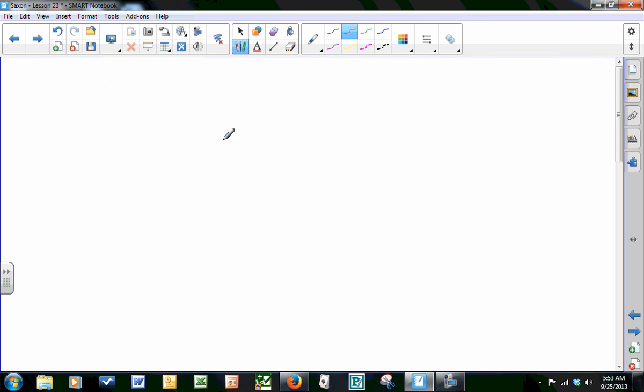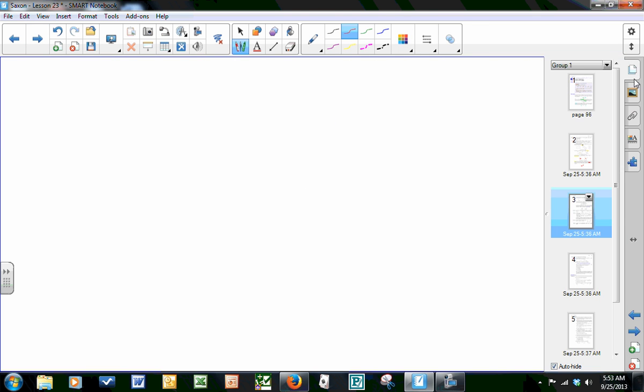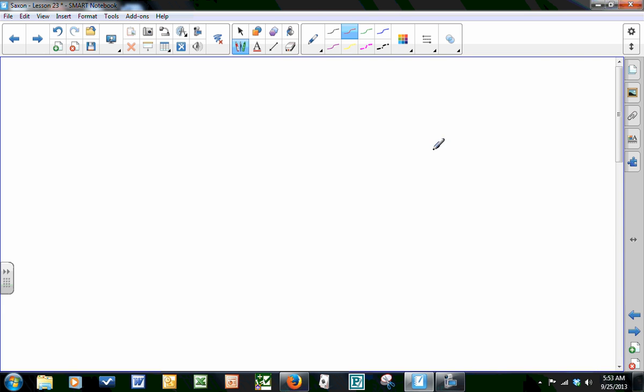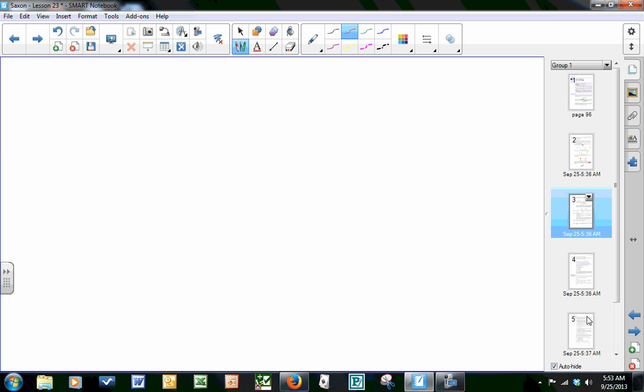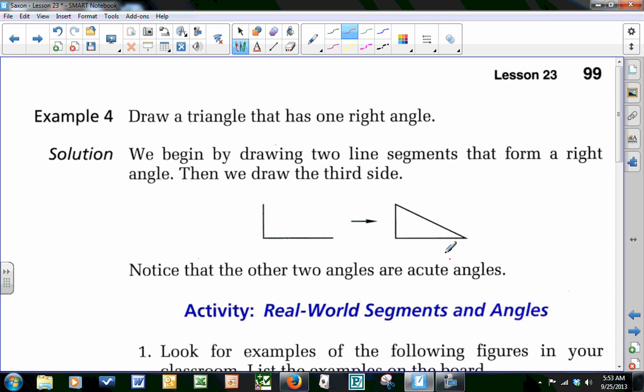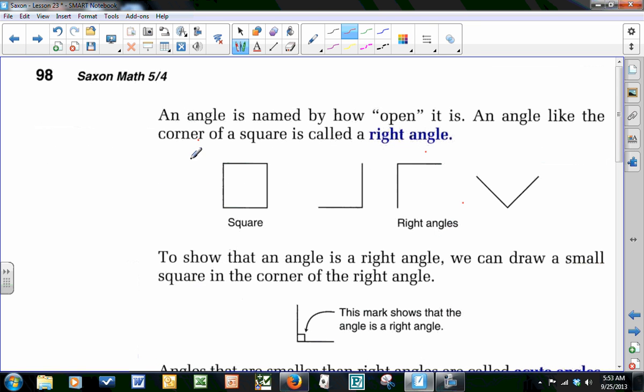Let me go to the next page. What happened to it? I don't know what happened to it. Let me scroll down and see. Well, that's disappointing, isn't it? There we go. 99, 98. There it is.